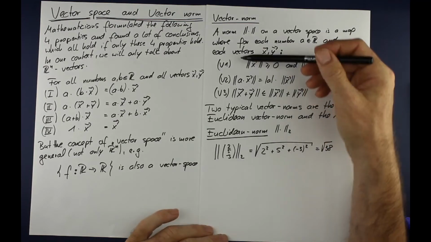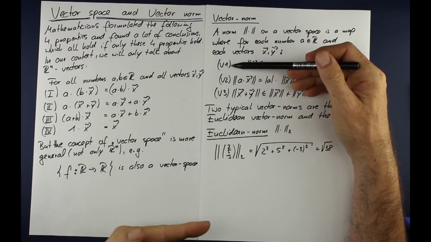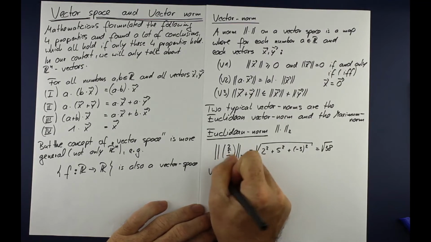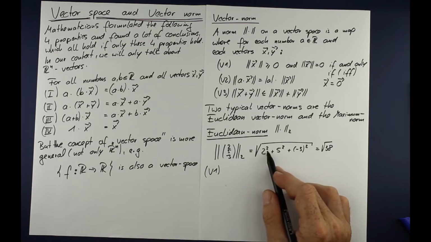So that's how the Euclidean norm works. And now let's check if it's really a norm. Does it really satisfy these three properties? Let's start with the first one. The answer here, square some number, you get a positive number or a 0, but never a negative number.